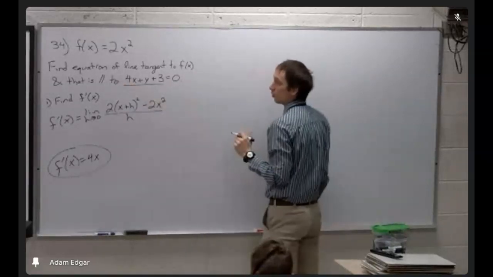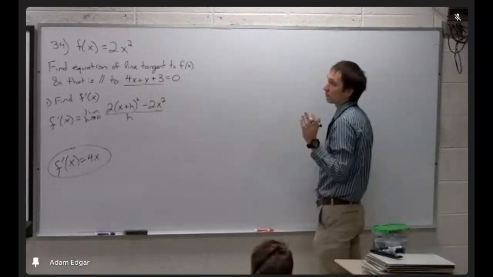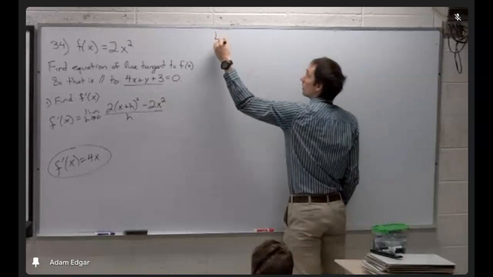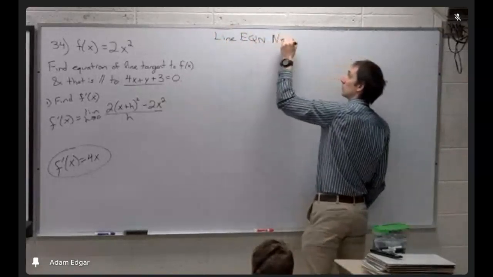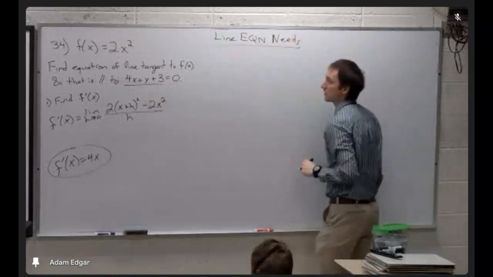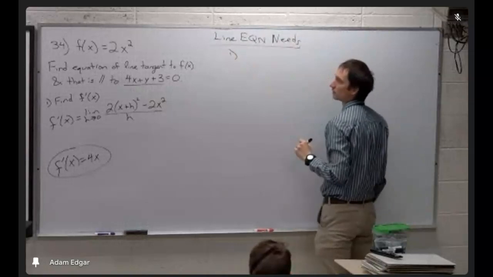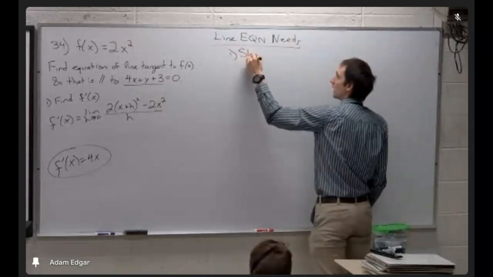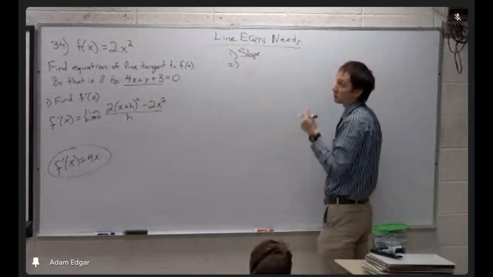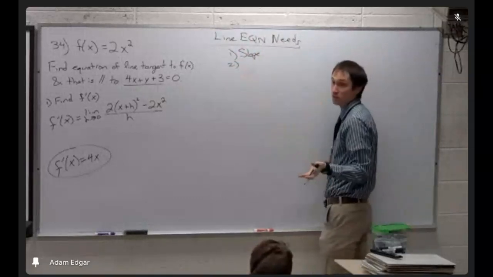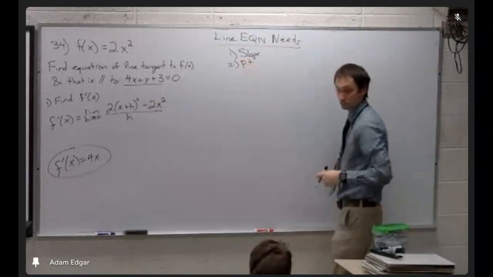So in order to write the equation of a tangent line, or any line, you need to remember 2 basic needs. The line equation needs. Write this down. What are your 2 basic needs for writing the equation of a line? The slope and a point. The y-intercept is a specific version, but it doesn't have to be the y-intercept. It could be any point on the line.